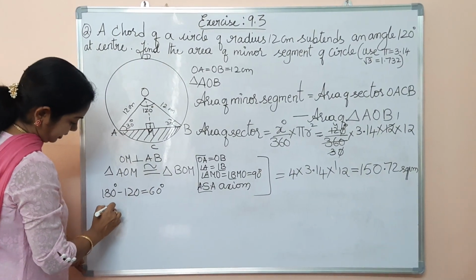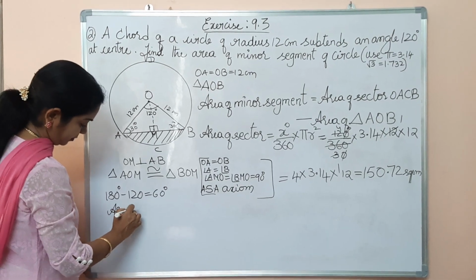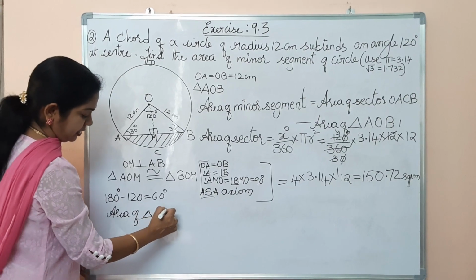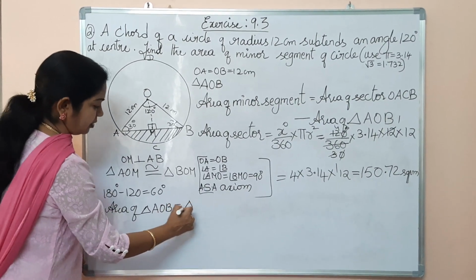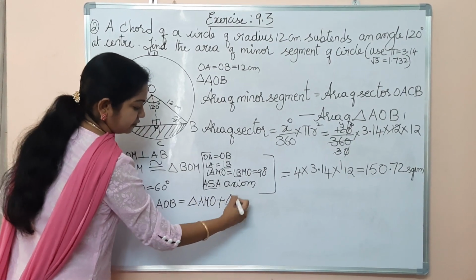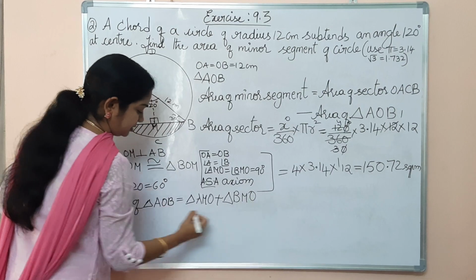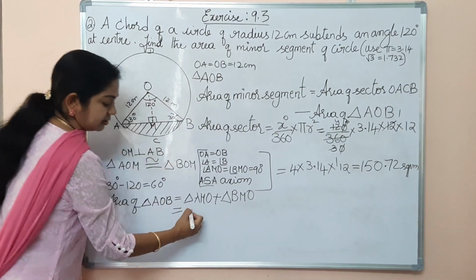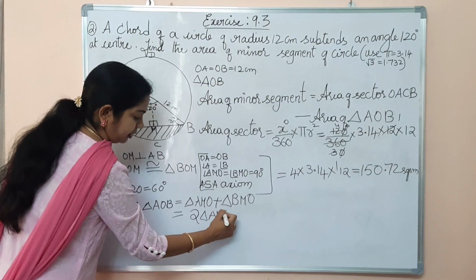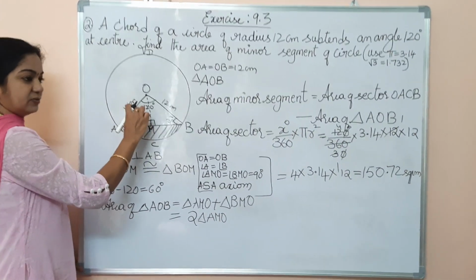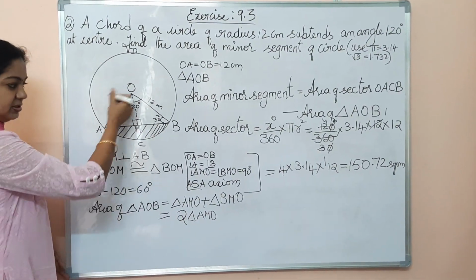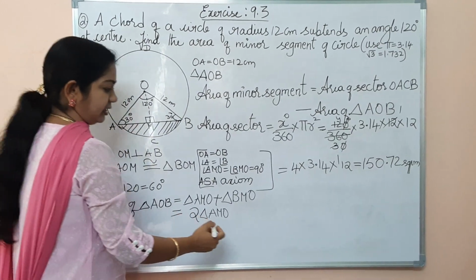So if I want the area of the complete triangle AOB, it is the area of triangle AMO plus the area of triangle BMO. Or simply, because these two are congruent, we can say that it is twice the area of triangle AMO. If I find the area of one triangle and double it, that is the area of triangle AOB.